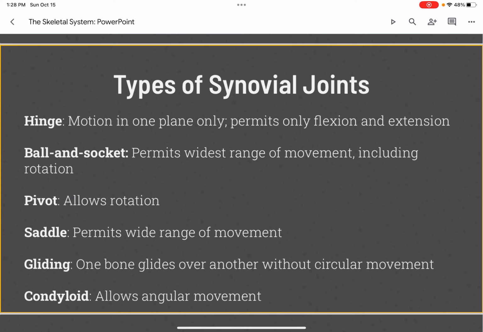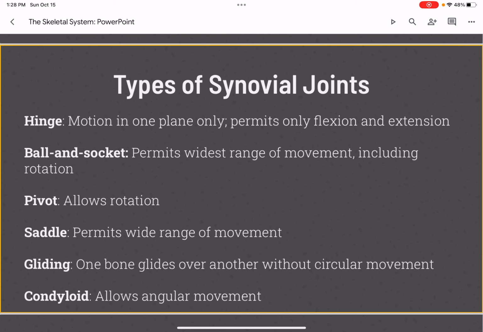Here are some types of synovial joints. A hinge joint moves in one plane only, so it permits only flexion and extension. An example would be the elbow and the knee. Ball and socket joints permit the widest range of movement, including rotation. Examples would be the shoulder and the hip. A pivot joint allows rotation. An example would be the joint of the first 2 cervical vertebrae.